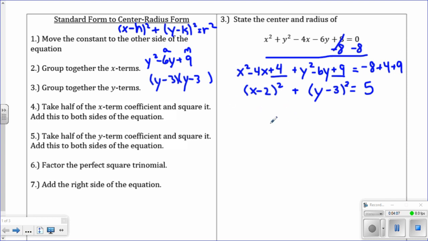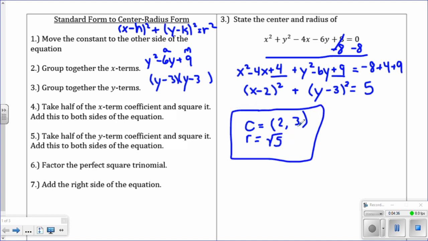Now we have our equation in the center-radius form for a circle, so we can find the center and the radius now. The center, remember, it's really minus h, minus k, so the signs change. So the center is going to be a positive 2 and a positive 3. And over on the right, if you remember, this is equal to the radius squared, so we have to take the square root of 5 to get the radius. The square root of 5 is a long decimal, so you're just going to leave it as radical 5. And here is our center and radius.